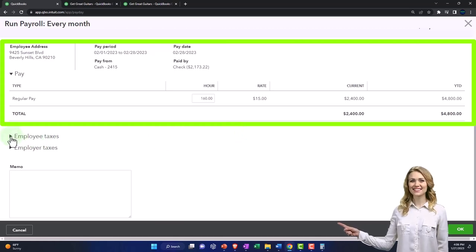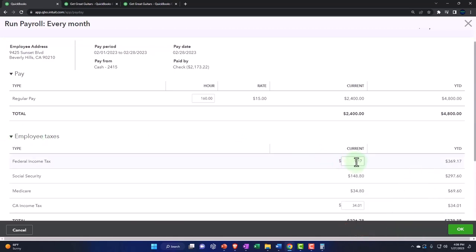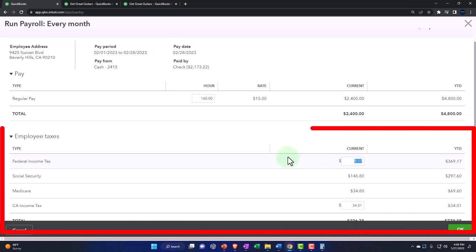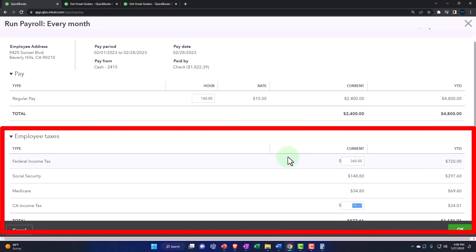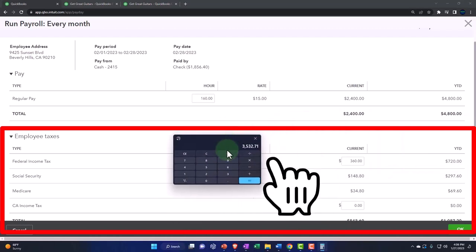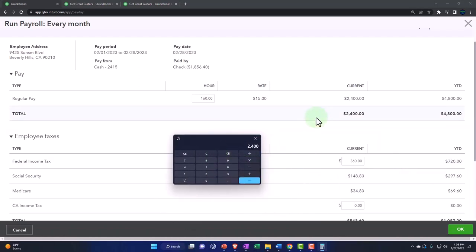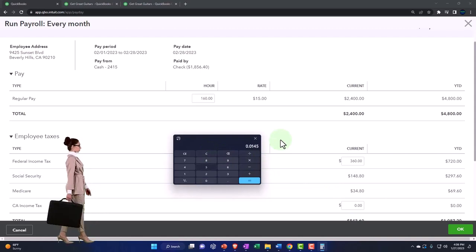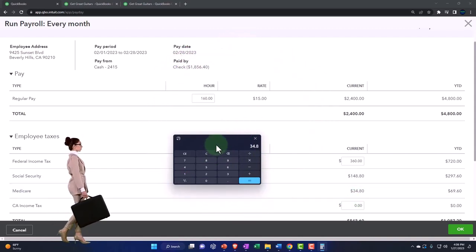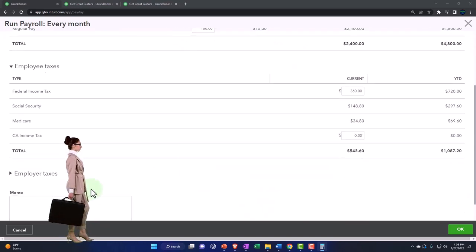Okay, and then what we're gonna withhold, I'm gonna change this again. I know it's really high, but I'm gonna change it to 360 to tie out to our numbers in our practice problem and remove the California tax. So that means that the 2,400 times 0.062, that's where they came out with that 148.80, and the 2400 times the 0.1045 is where they come up with that 34.80. And then we've got our match down here.